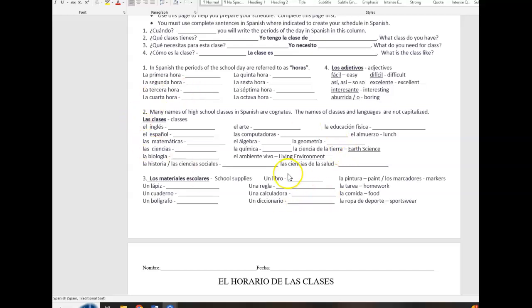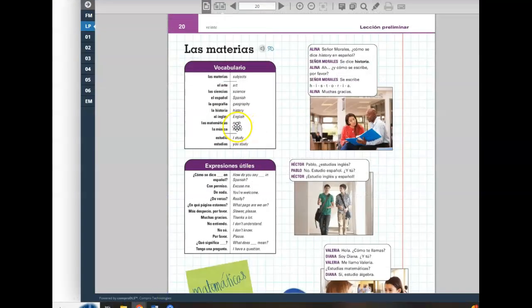If you have a class that does not fall under this umbrella subject, just write it in English for the time being, and then I can help you with the translation in Spanish. Or you guys are welcome to use the dictionary, SpanishDictionary.com or WordReference.com, and look up your classes and how they would be said. And then finally here down below you have things that you would use in the class, and a lot of those are on page 20, the key vocabulary. And 18 as well, the vocabulary that we went over last class.